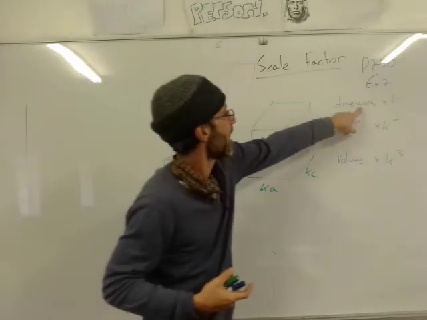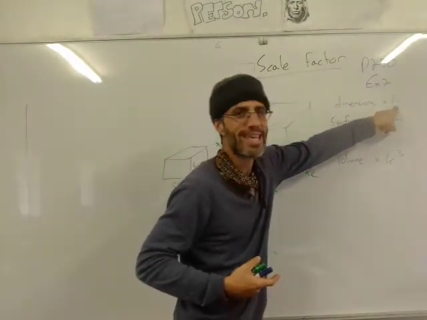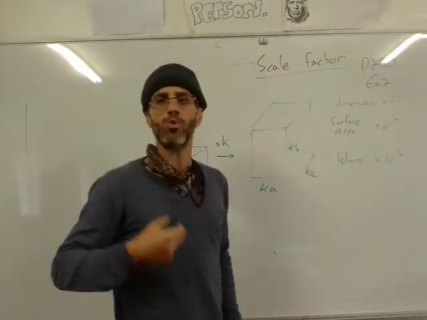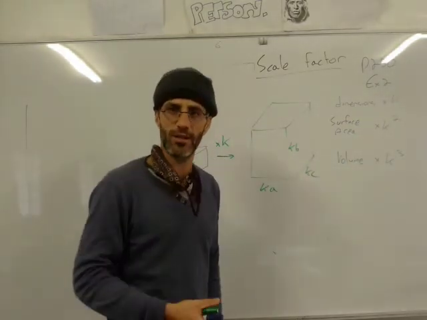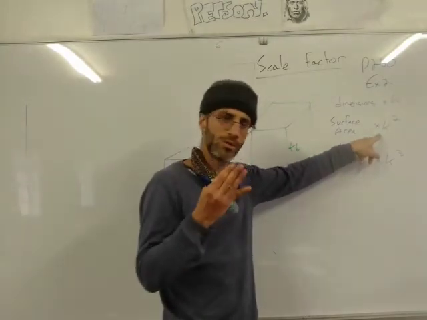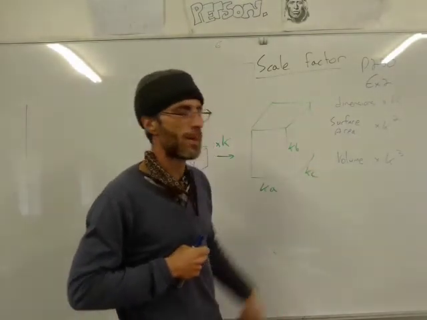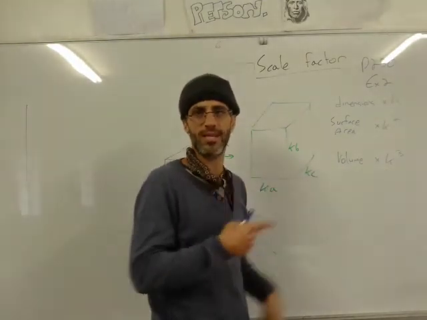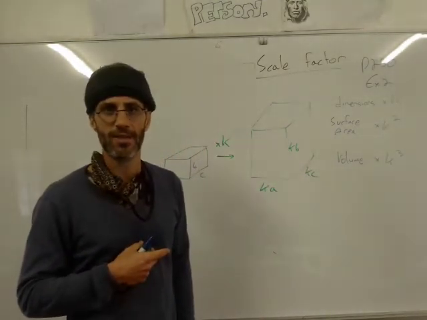So if I'm timesing all the dimensions by K, the new surface area will be timesed by K squared. In our example, K was 2, so we timesed the surface area by 4. The volume will be timesed by K cubed. In our example, K was equal to 2, so we timesed the volume by 8. Does that make sense?